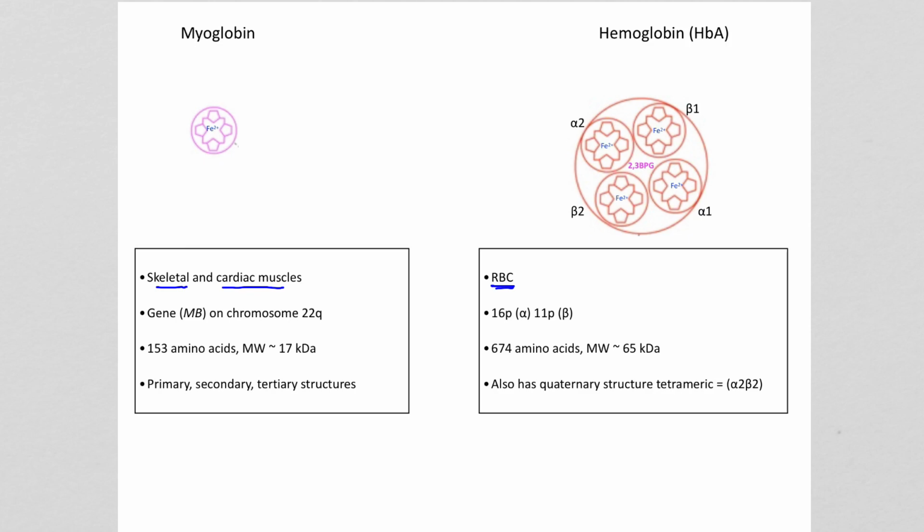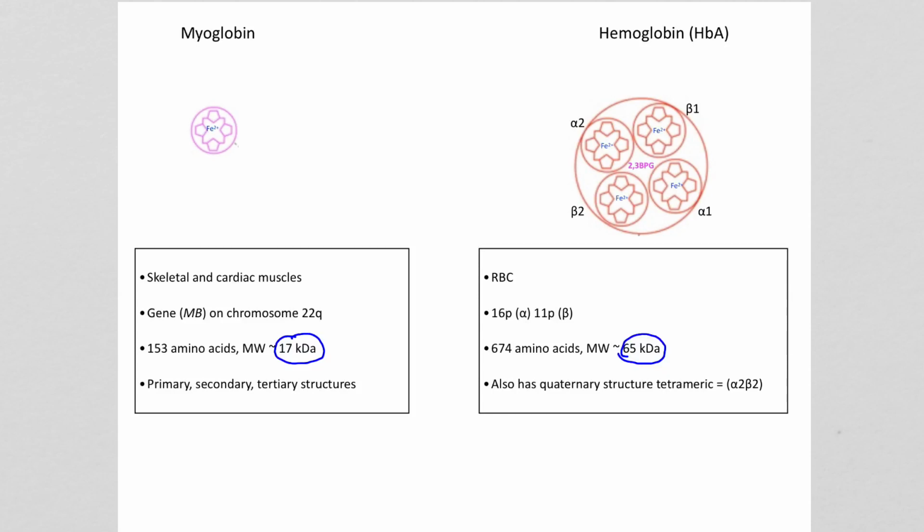The information to make myoglobin is on chromosome 22, while the information to make hemoglobin is on chromosome 16 and chromosome number 11. In terms of size, myoglobin is a small protein, about 17 kilodaltons. Hemoglobin is about 4 times larger. It's about 65 kilodaltons.